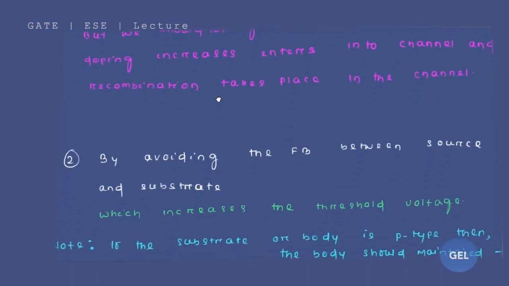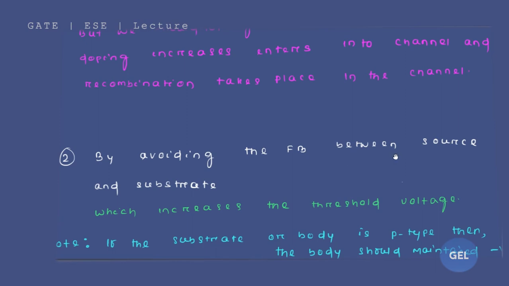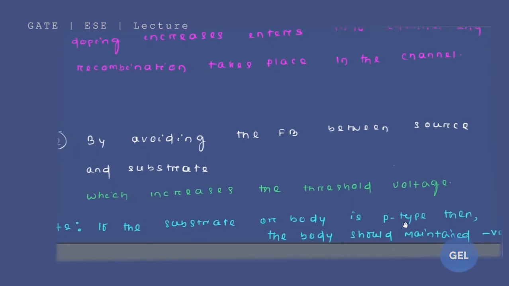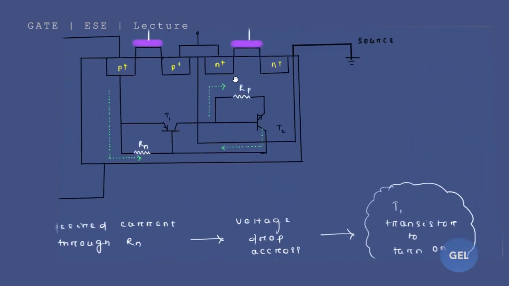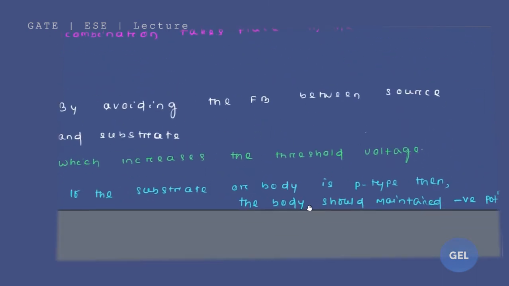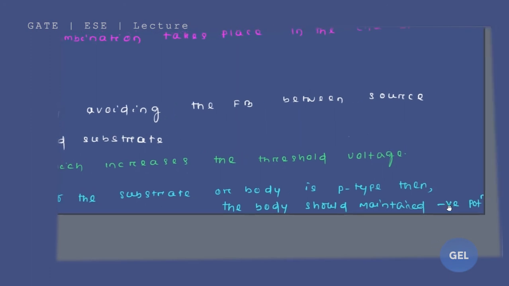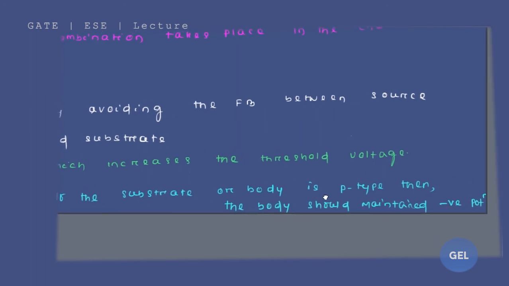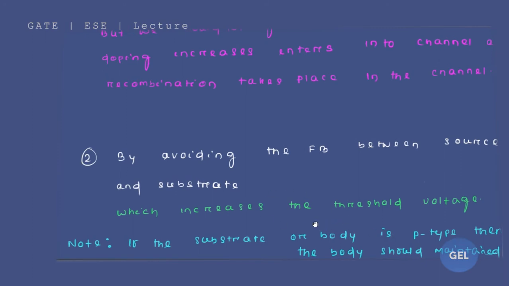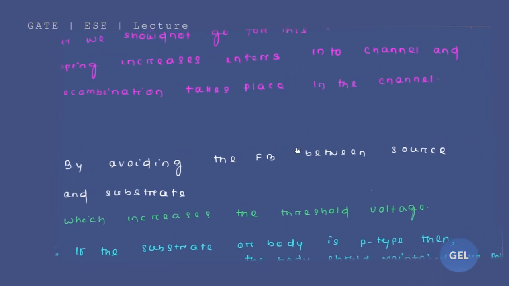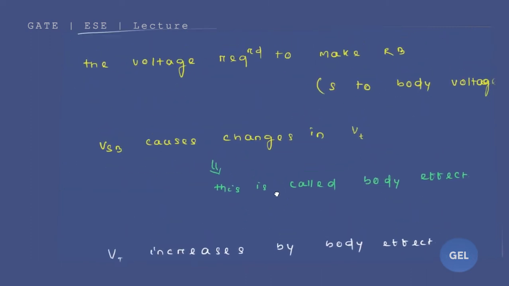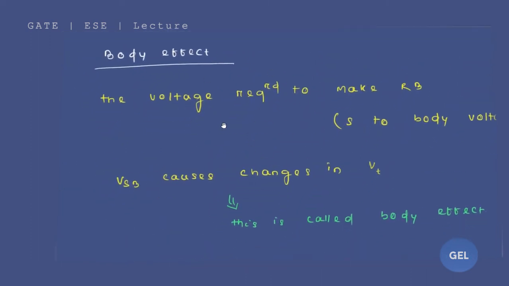Then there is another process: avoid the forward bias between source and substrate. If you avoid that, this will increase the threshold voltage. But there is a note: if the substrate or body is P-type, then the body must maintain a negative potential. So this is a very feasible method. Now, moving to one of the most important analyses, that is your body effect.